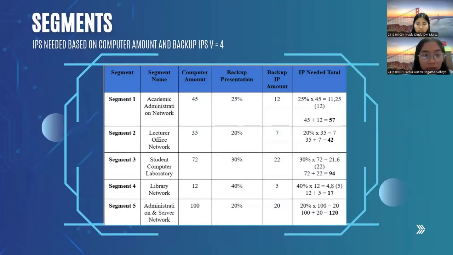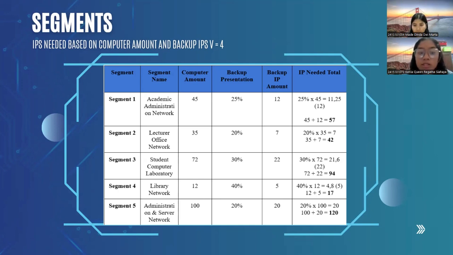Next, because we use V equal to 4, we use these kinds of segments. We name the first segment the Administration Network, which has 5 computers and a backup of 25%. Therefore, this gives us a backup IP amount of 12. The total IPs needed is 57. Calculating the percentage multiplied by the computer amount gives 11.25, which we round up to 12. Therefore, 45 plus 12 equals 57.